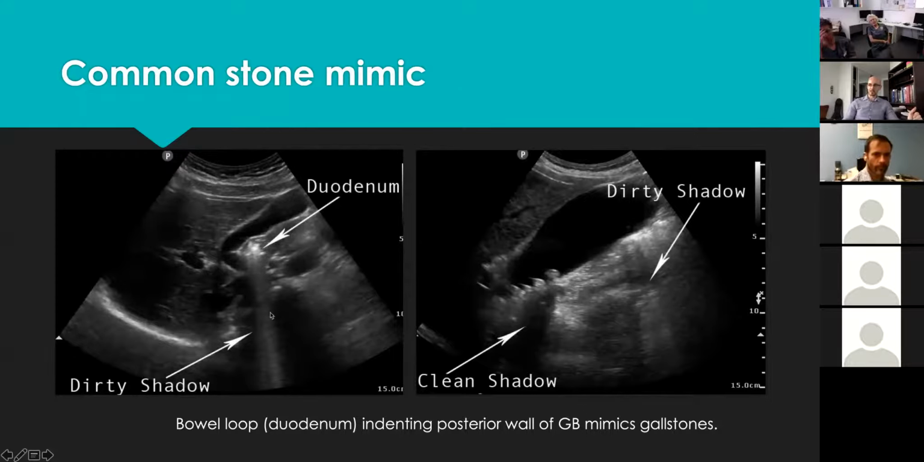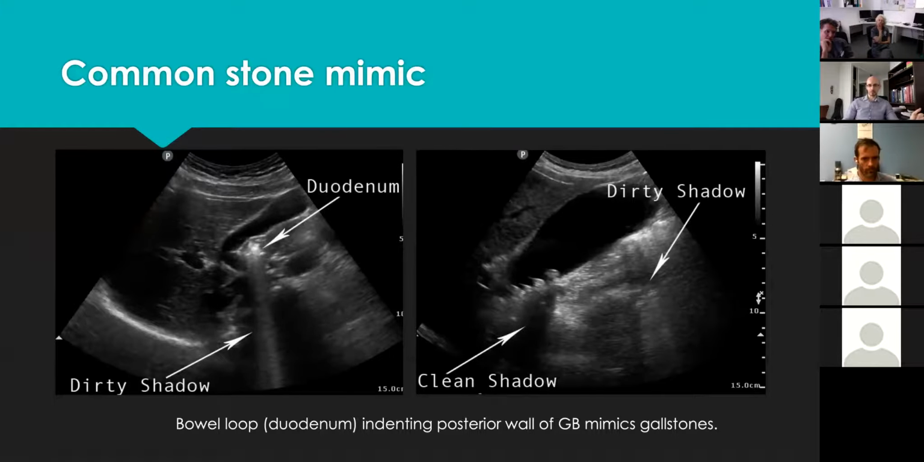And the difference is the type of the shadow they actually create. If you can see in the stone example, it's a clean shadow. And in the case of the bowel gas, it's a dirty shadow because the gas causes some sort of ring down reverberation artifact that stone doesn't, and that looks like something like the B lines that we can see in the lung exam. Same sort of appearance. So bowel gas causes the dirty shadow, and the stone causes the clean shadow.